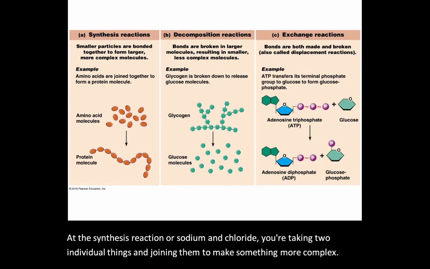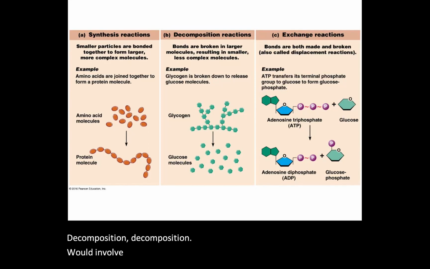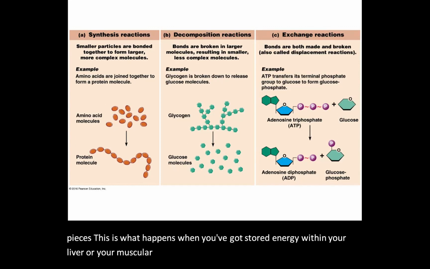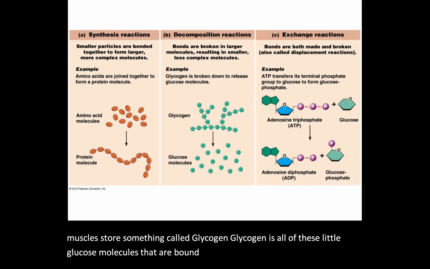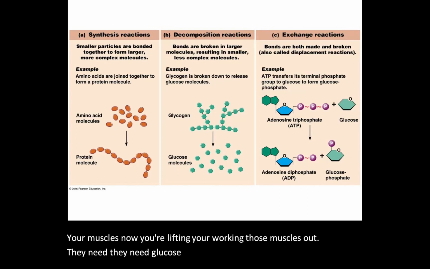Decomposition would involve taking that big thing and now breaking it apart into smaller pieces. This is what happens when you've got stored energy within your liver or your muscular cells. Right? So you're working out, you're lifting weights. Your muscles store something called glycogen. Glycogen is all of these little glucose molecules that are bound together. Right? Well, now you're lifting, you're working those muscles out. They need glucose. They need glucose to do something called cellular respiration.